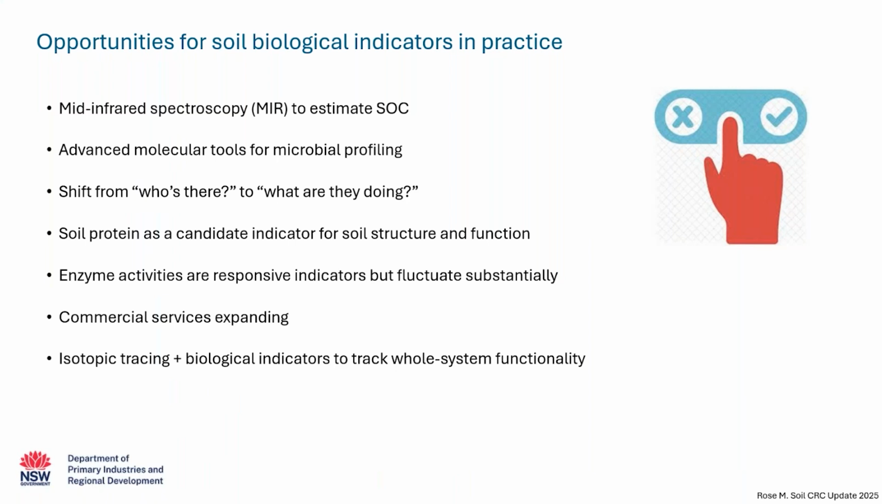Some emerging research and exciting developments include MIR spectroscopy, which could enable rapid cost-effective estimations of soil carbon fractions without the need for physical fractionation. DNA sequencing has rapidly advanced, offering high sensitivity, but requires specialized analytics and interpretation, and it is not always necessary for routine monitoring of soil health. And we've seen a shift from taxonomy to traits, that is, rather than which microbes are in my soil, to what functions are they performing.